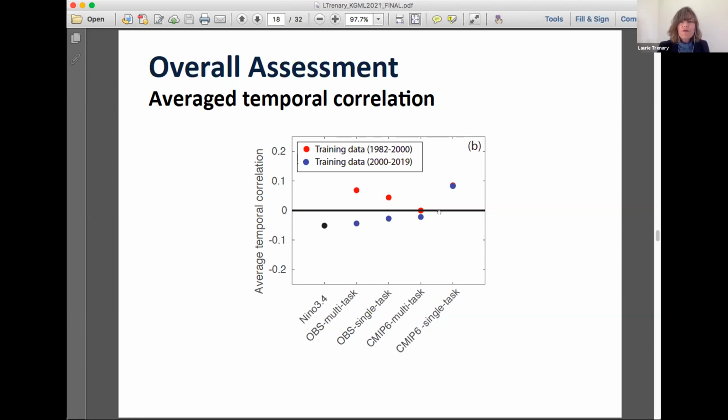For that reason, we'll focus the rest of this presentation on this particular model. And for comparison, we'll compare it with the same single task model derived from observations.